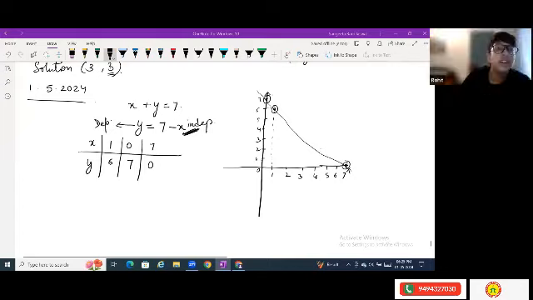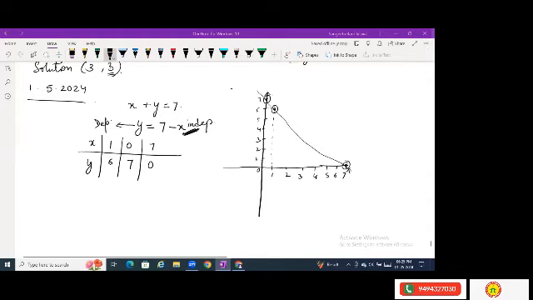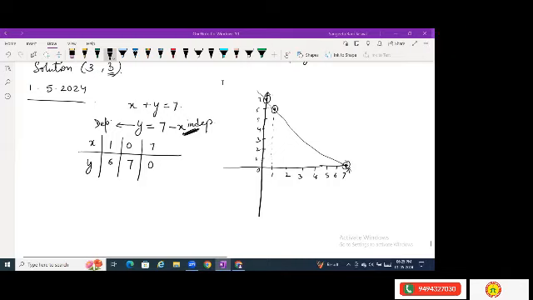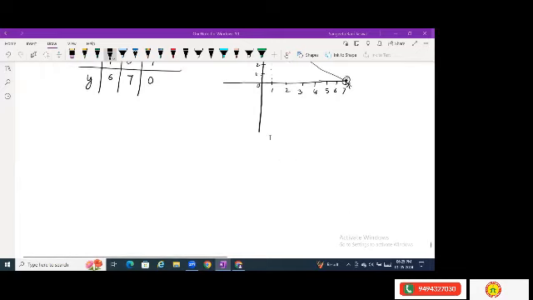Ma'am, can you please repeat the chapter's name? Euclid's geometry. Introduction to Euclid's Geometry. Okay, I just write the name of the chapter. Introduction to Euclid's Geometry.